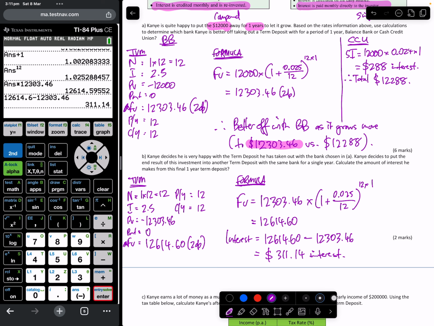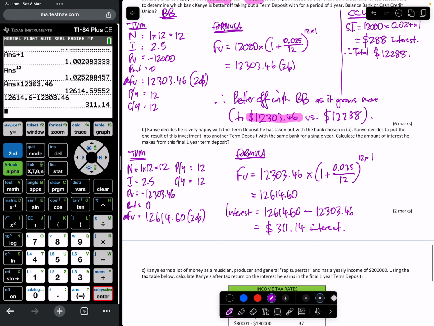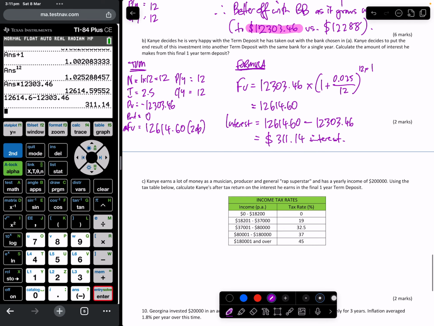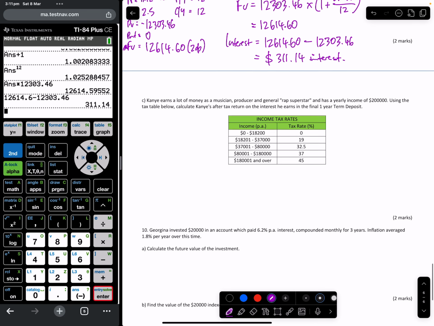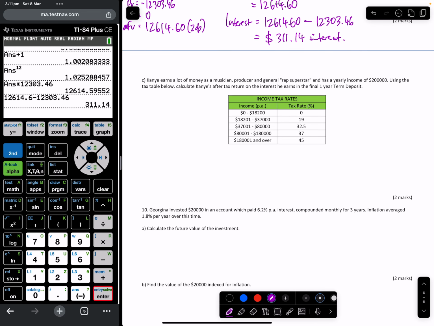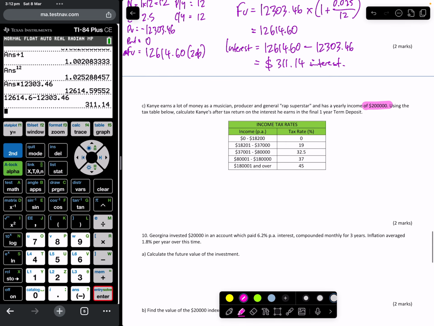That page done. Is this the last page? Last page. Awesome. Kanye earns a lot of money as a musician, producer, and general rap superstar, and has a yearly income of $200,000. Calculate Kanye's after-tax return on the interest he earns in the final 1-year term deposit.